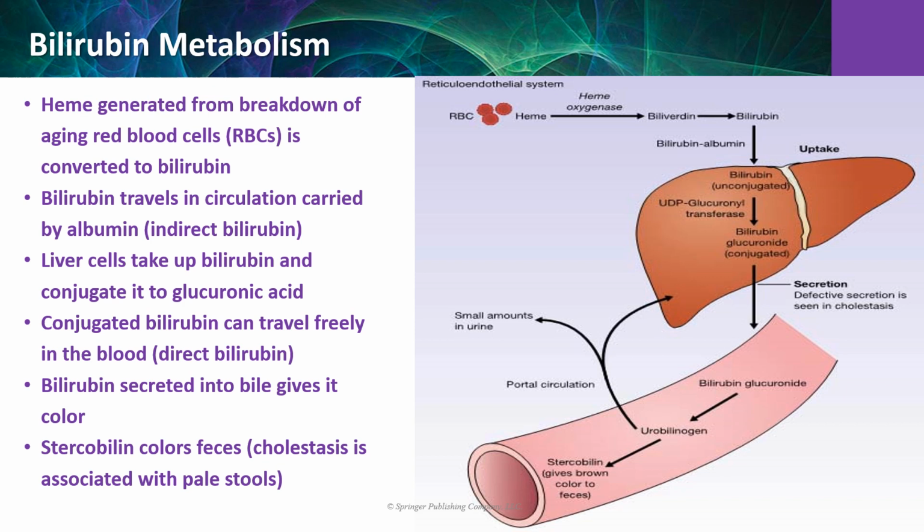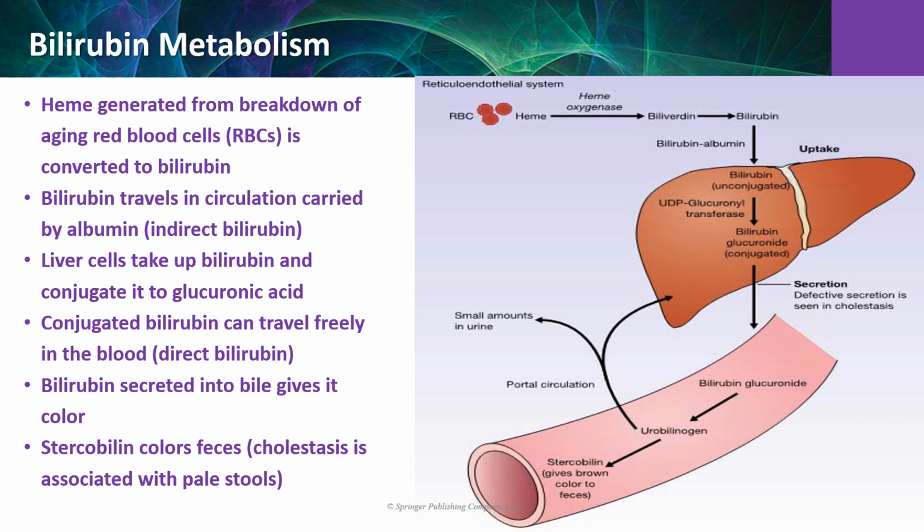Hepatocytes will take up bilirubin and conjugate it to glucuronic acid. Conjugated or direct bilirubin glucuronide is hydrophilic and is secreted into bile.